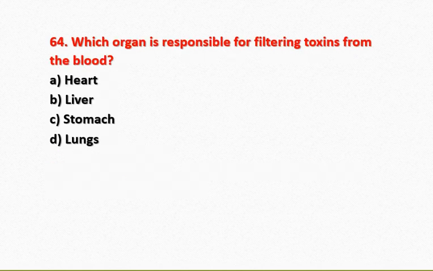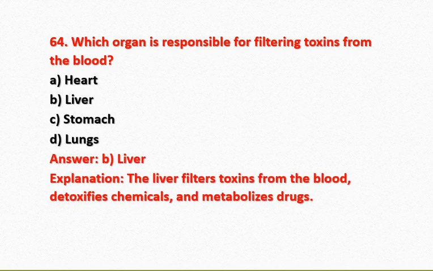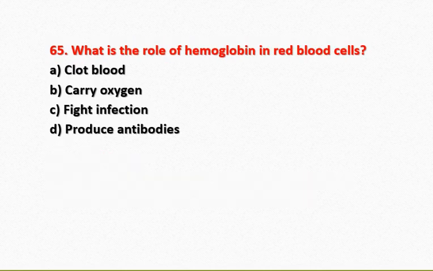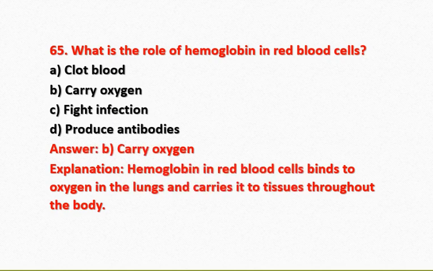Which organ is responsible for filtering toxins from the blood? Correct answer is option B. Liver. What is the role of hemoglobin in red blood cells? Correct answer is option B. Carry oxygen.